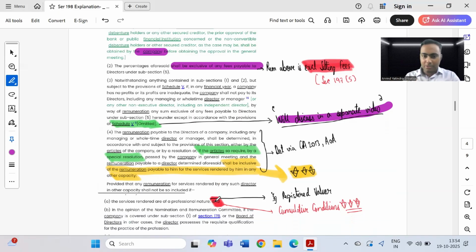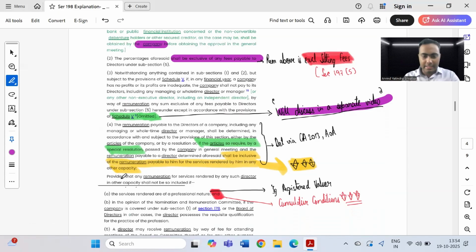And below there is an exception. Let's discuss that. Provided that any remuneration for services rendered by any such director in other capacities shall not be included if the services rendered are of a professional nature, and in the opinion of nomination and remuneration committee, if the company is covered under subsection 1 of section 178, or the board of directors in any other cases, the director possesses the requisite qualification for the practice of the profession.